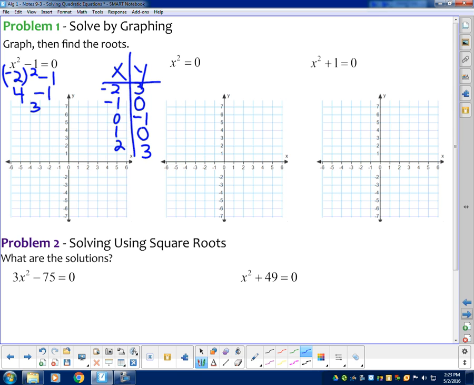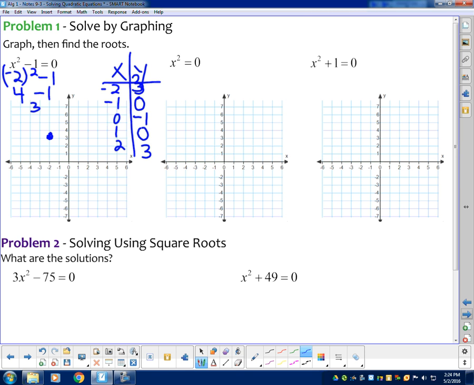So just like I got up here with negative 2, that was the point negative 2 comma 3 I have up there. So if I graph this, I have a point at negative 2 comma 3.